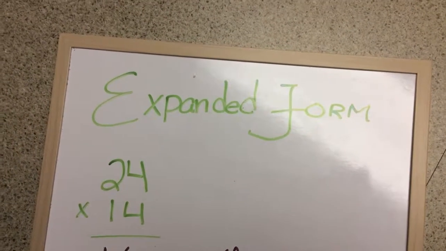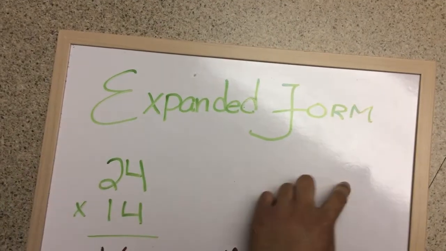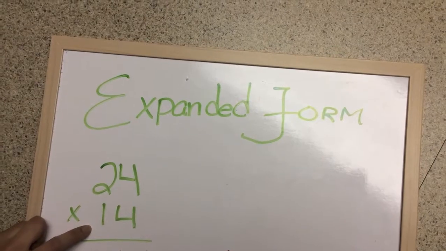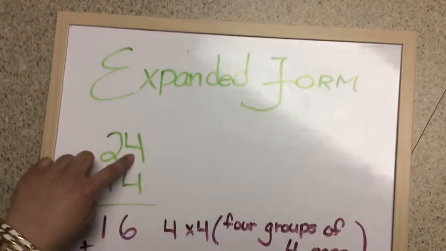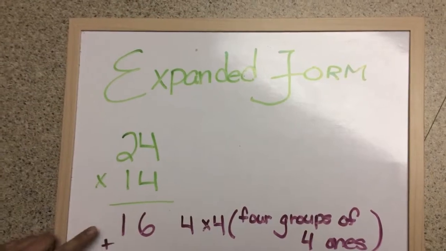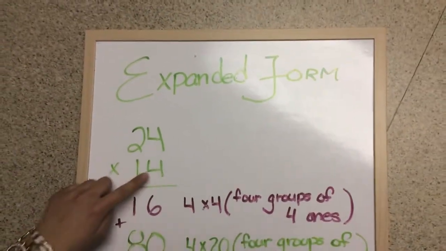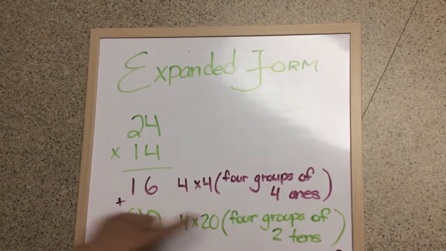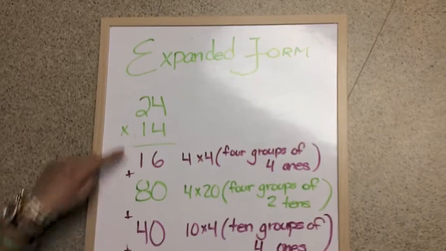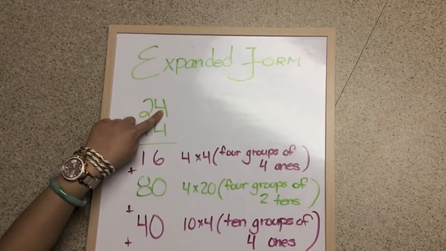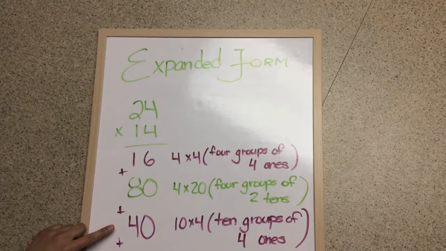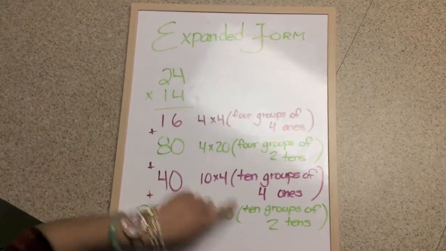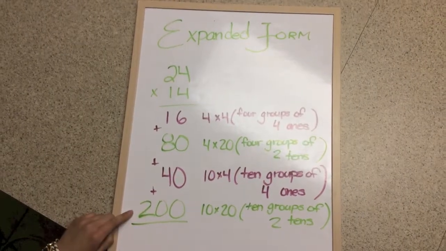And so I'm going to show you my personal strategy that I used, which was the expanded form. And so my equation was 24 multiplied by 14. And so what I did was I multiplied 4 times 4, which is 4 groups of 4 ones equals 16. And then I multiplied 4 times 20, which equaled 4 groups of 2 tens equals 80. And then I multiplied 10 times 4, which is 10 groups of 4 ones equals 40. And then I multiplied 10 times 20 because 10 groups of 2 tens equals 200.